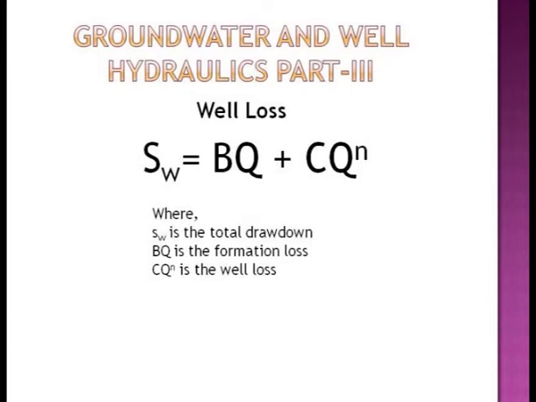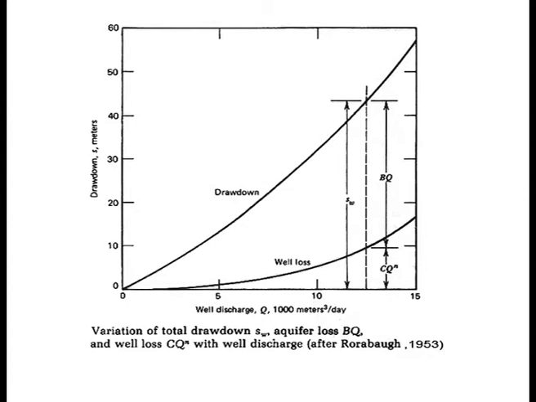So, here well loss is included in the drawdown, you can say in total drawdown, well loss is included. Now, how will we calculate the well loss? If you see the figure, well loss depends upon the discharge and drawdown is plotted there.